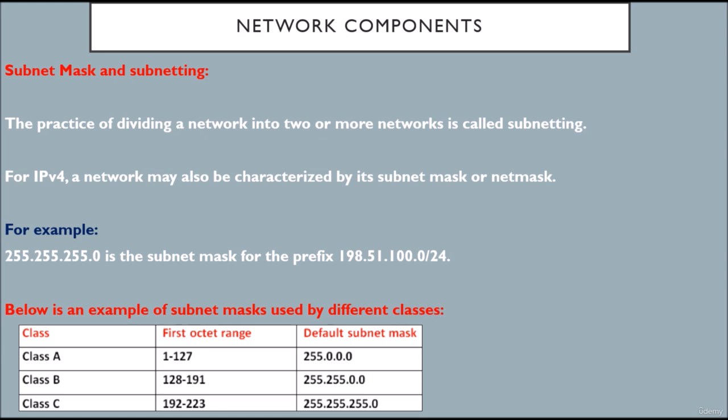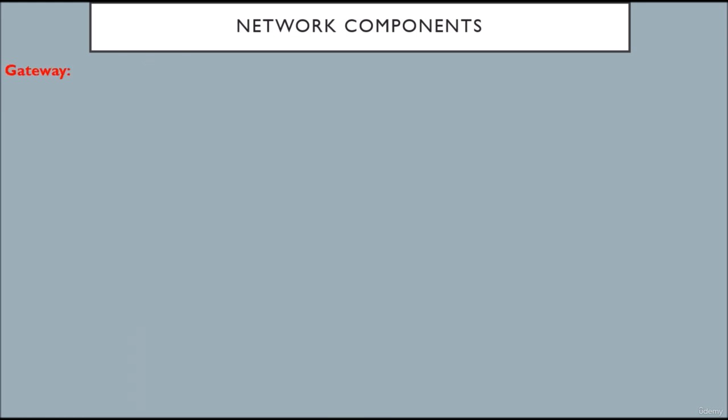If you look at Class A, its first octet range starts from 1 and goes up to 127. Class B goes from 128 to 191, and Class C goes from 192 to 223. And you can also see the default subnet masks for those classes as well.